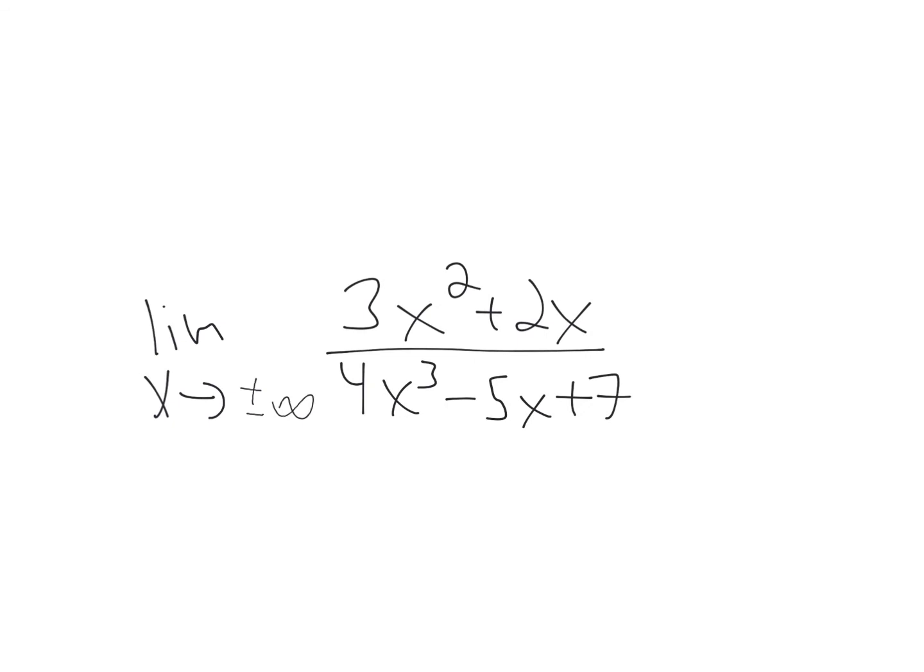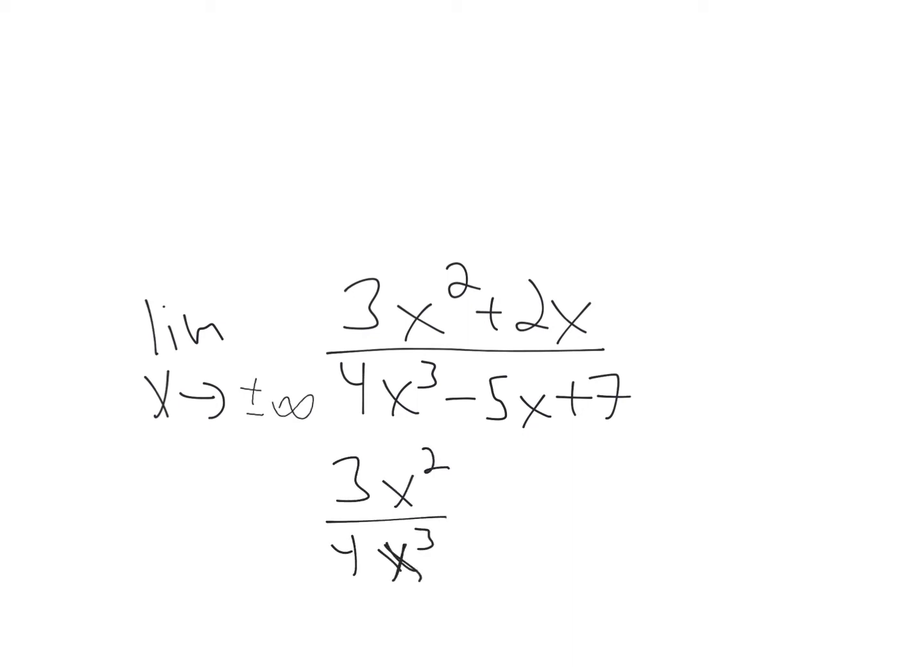So in this case, you see how I don't have the same power? Let me back up a little bit. As I go way out to infinity, the 7 doesn't matter. And actually, the -5x and the +2x don't matter because of the exponent rules, right? A million squared is a lot bigger than 2 times a million. Same thing with a million cubed. So we can actually ignore everything except 3x squared over 4x cubed.